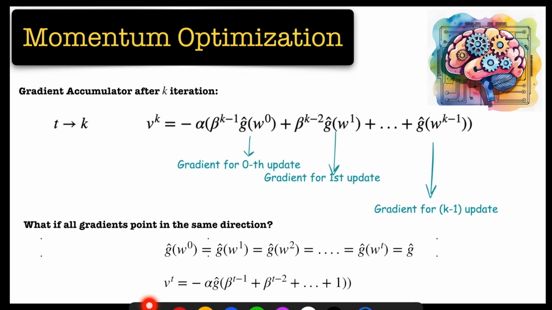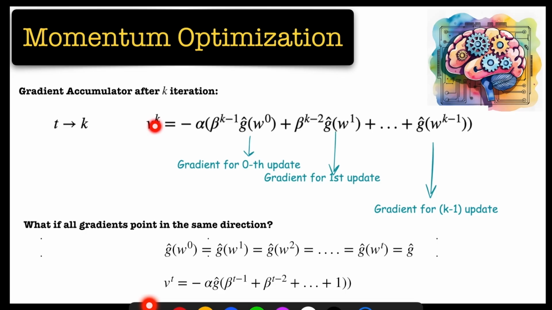In this equation, g hat W0 is the gradient for the 0th update, g hat W1 is the gradient for the first update, and g hat W k minus 1 is the gradient for the k minus 1 update, right? That is clear. Now let's say all these gradients point in the same direction, so g hat W0 equals g hat W1 equals g hat W2, and all these gradients are the same. So let's write it simply as g hat.